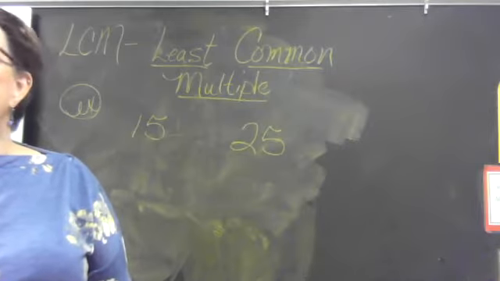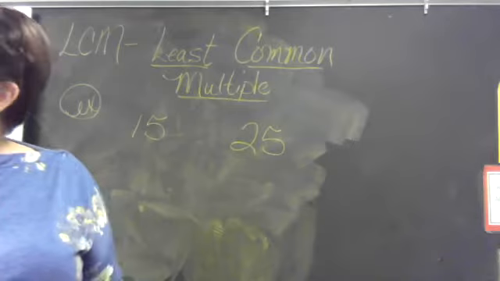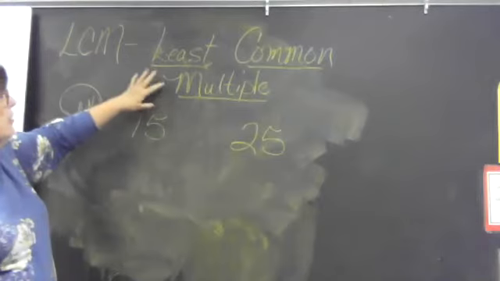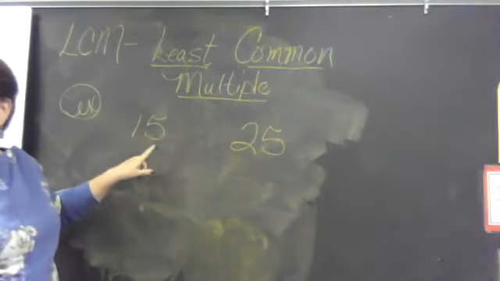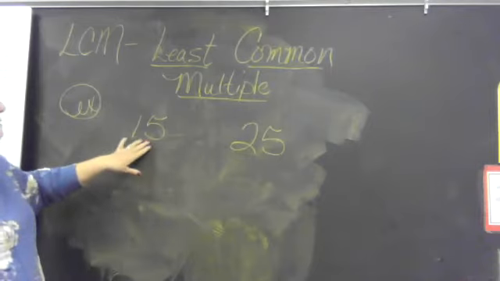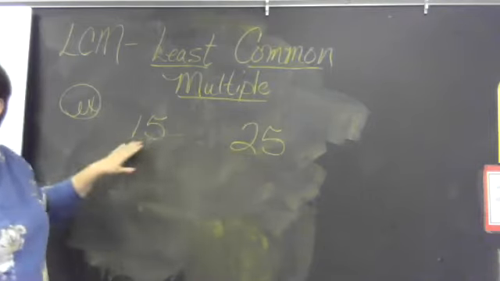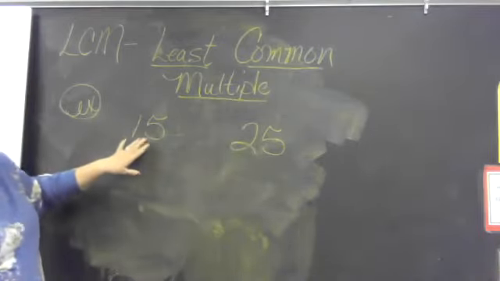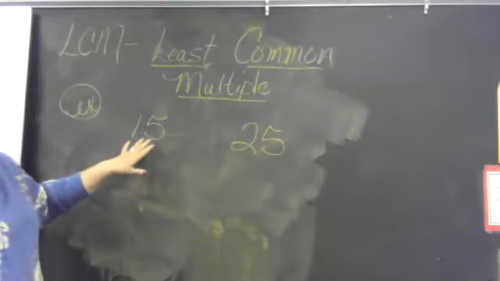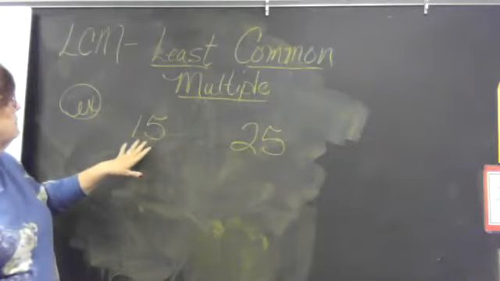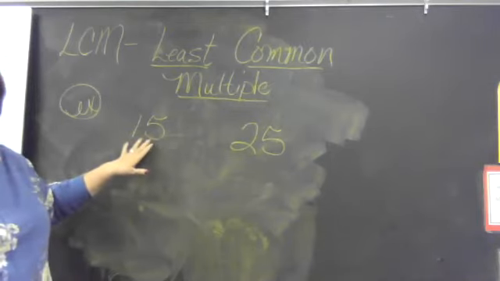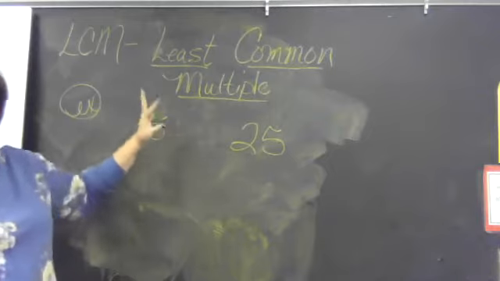Now, the actual definition of a least common multiple is a number that is at least as big as the smallest one. It has to be bigger than this because we're going to find the least common multiple between these two. It has to be at least the 15 or bigger. It has to be at least this big. We're not looking for a little number. We're looking for a bigger number.